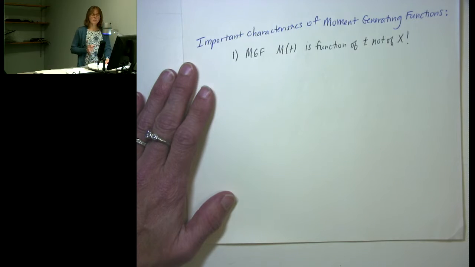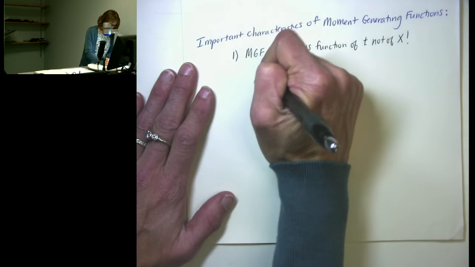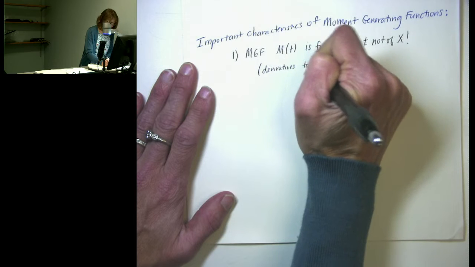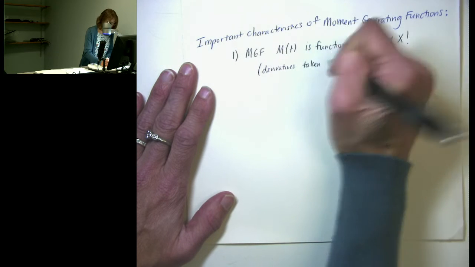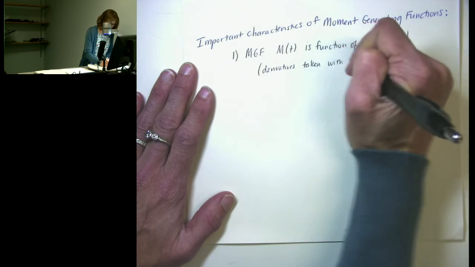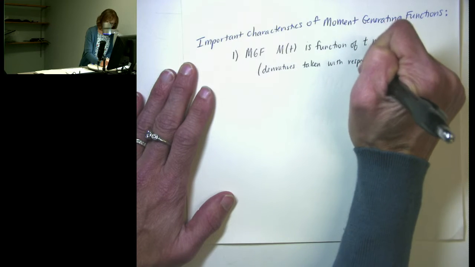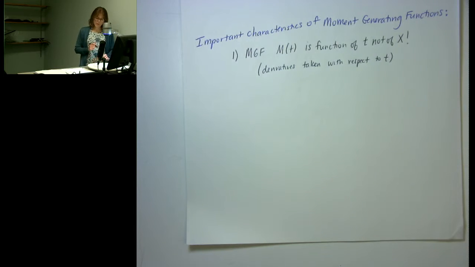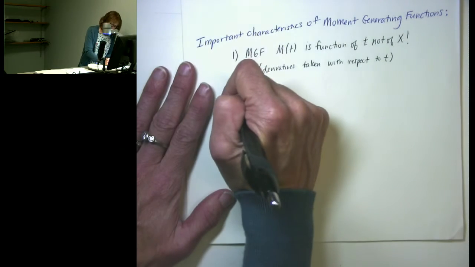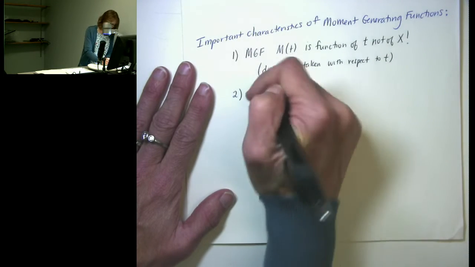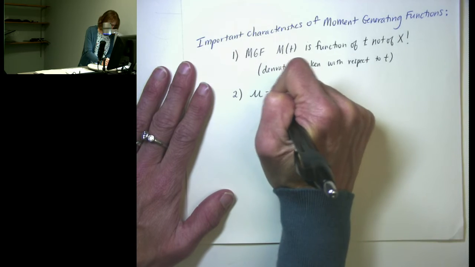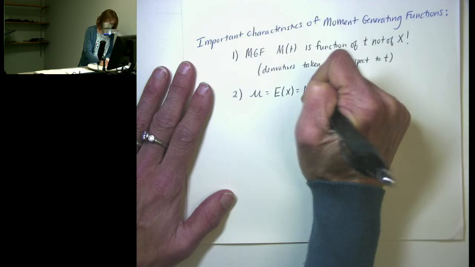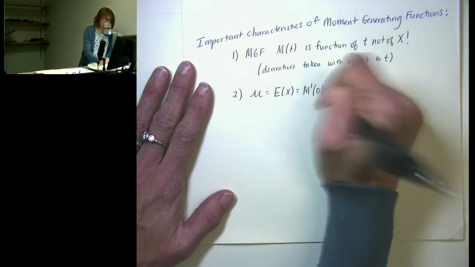So when we're taking derivatives, we take them with respect to t, not with respect to x. The second thing we already saw is that if I want to find the mean, which is the expected value of x, or the first moment of x, I can take the first derivative of the moment generating function evaluated at 0.